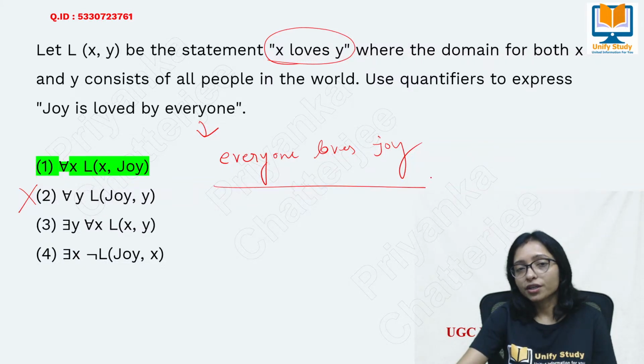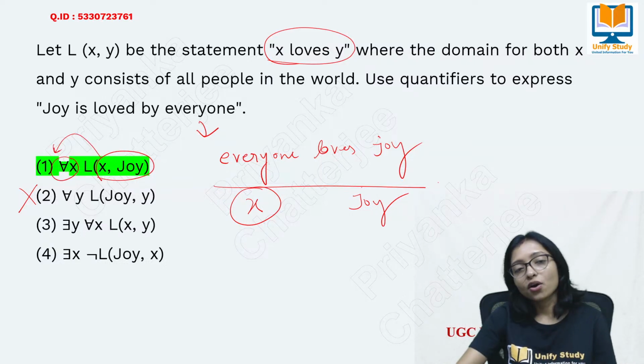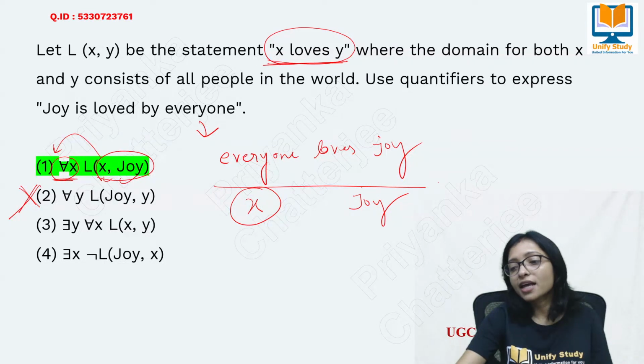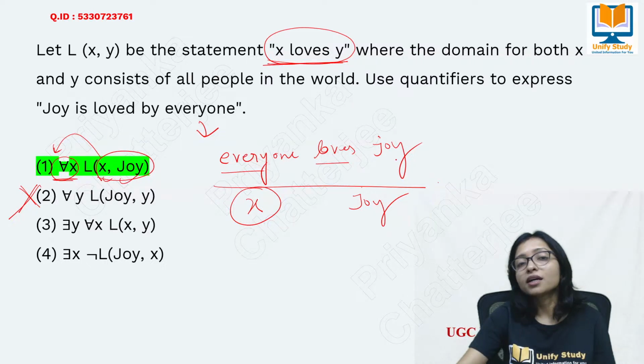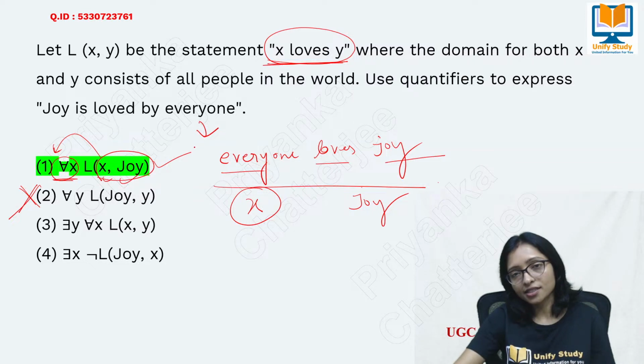Everyone loves joy. So everyone means that is x. Loves joy, so x comma joy. This x is for all. For all x, that is everyone, loves joy. Most of you are making a mistake with this. The meaning is given: x loves y means everyone loves joy. That's why this is your correct answer.